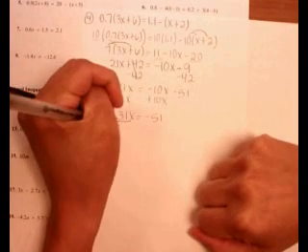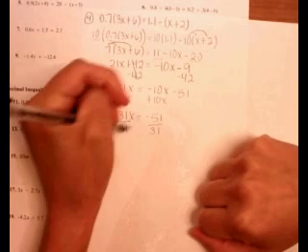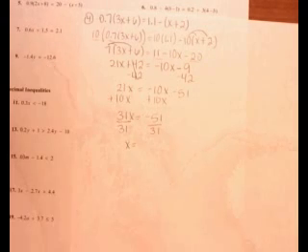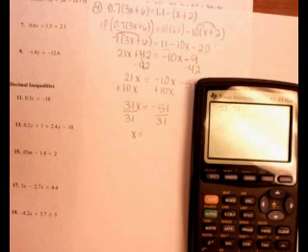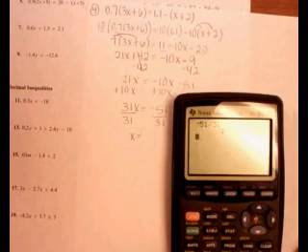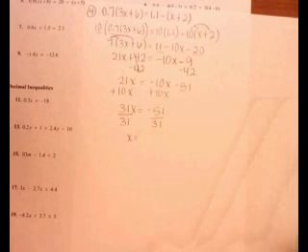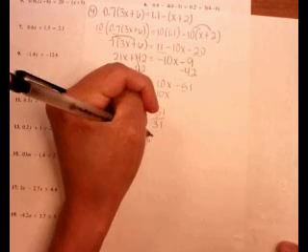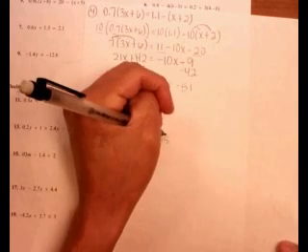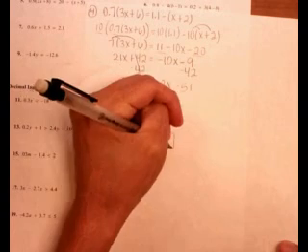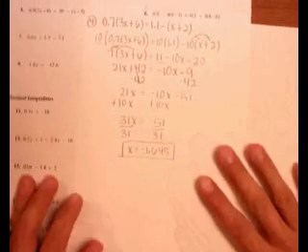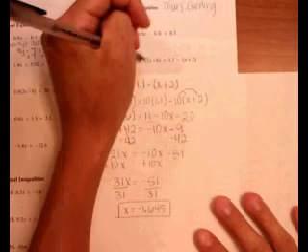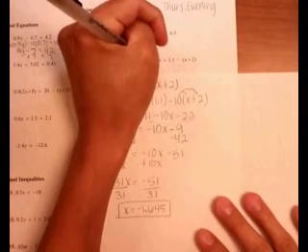Divide both sides by 31. Okay, get my calculator. Negative 51 divided by 31 is negative 1.645. And of course, you can always plug that back in to check it. So on number 4, I'm going to write x equals negative 1.645.